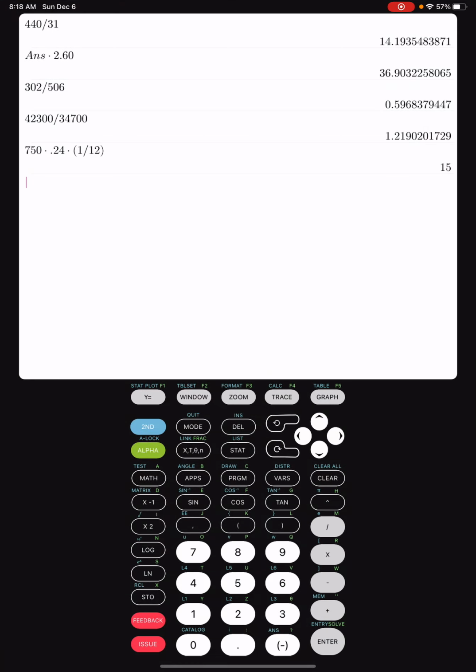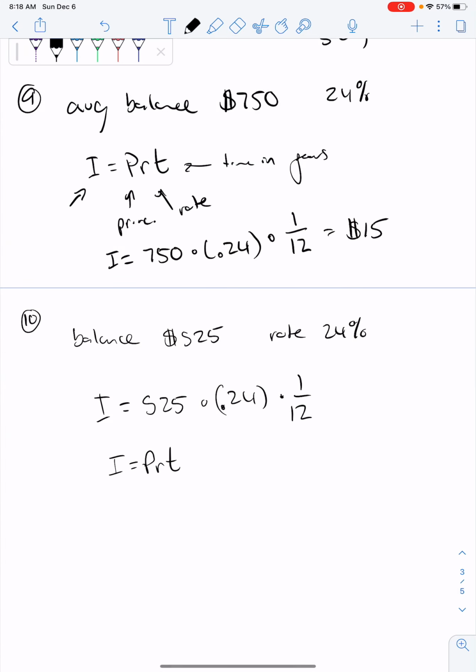So I'm going to do 525 times 0.24 times 1/12. And I get 10.5. So when we're talking about money, 10.5 is $10.50. So you'd put 10.50. It does the dollar sign for you. Again, be really careful when you're putting in these answers that you take the time to put it in correctly. Don't do all this work and then put the answer in wrong.